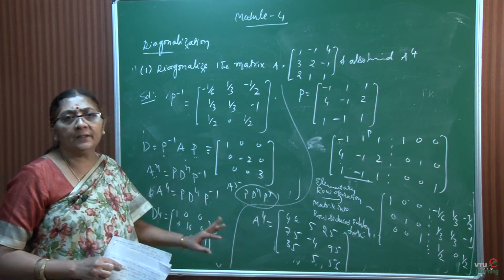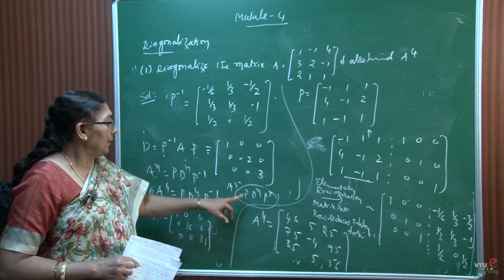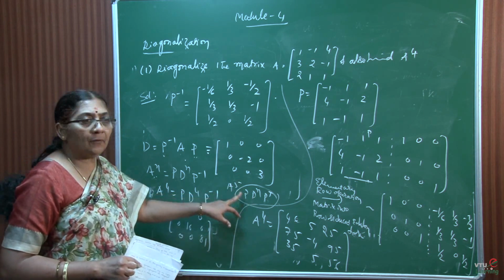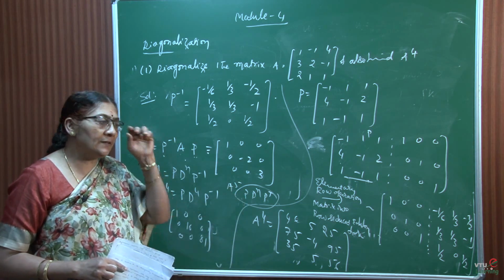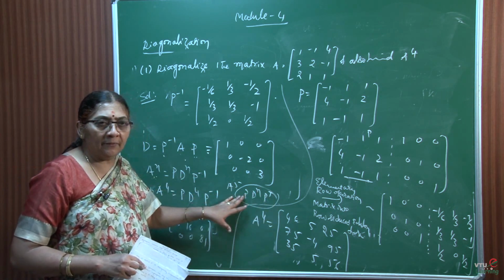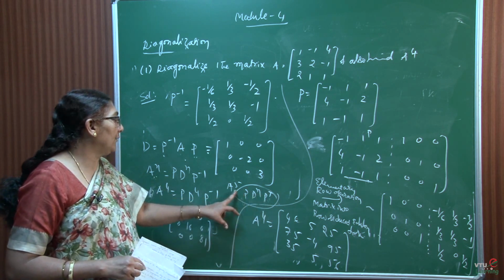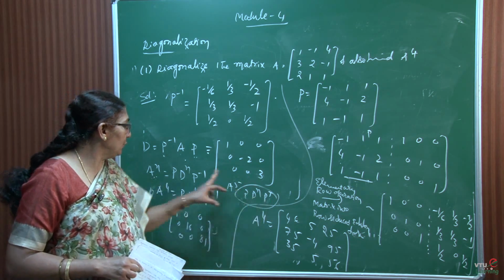This is a thing we have to remember. You remember the way to find A power of 4, A power of n after diagonalizing. If you use P transpose while finding D, you take P transpose. If you use P inverse, you find A power of n using P inverse, that's all.